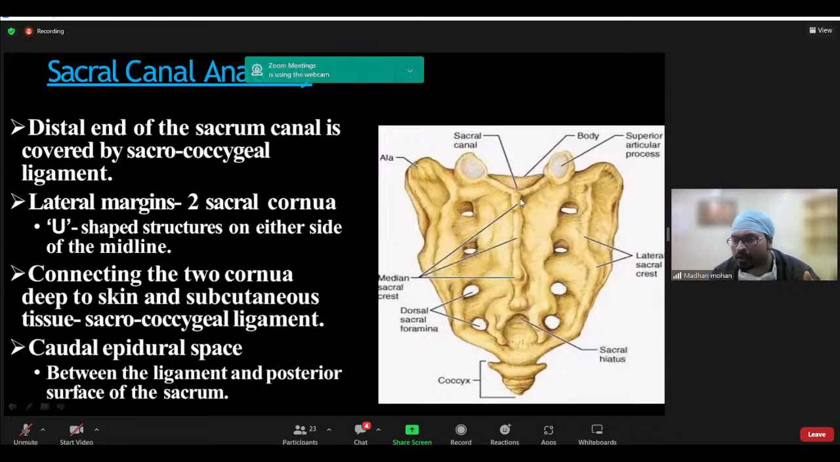All of S1, 2, 3, and 4 are united on the posterior side, completing the posterior arch, whereas S5, the posterior segment, is not completely fused, and we get a defect on the posterior side, which is called the sacral hiatus, through which we can access the sacral space, the sacral epidural space.